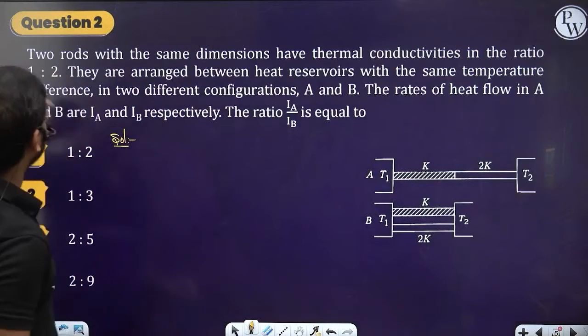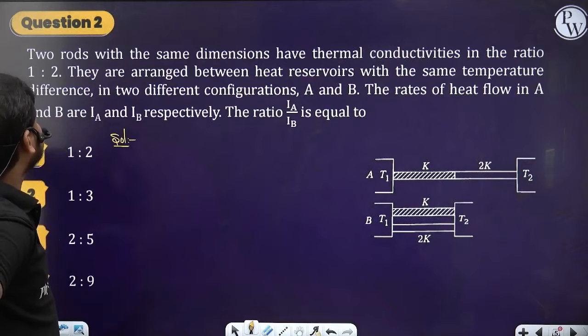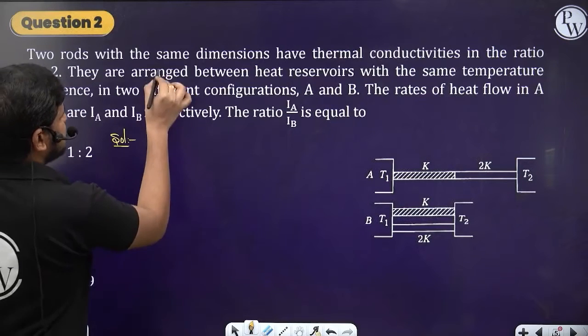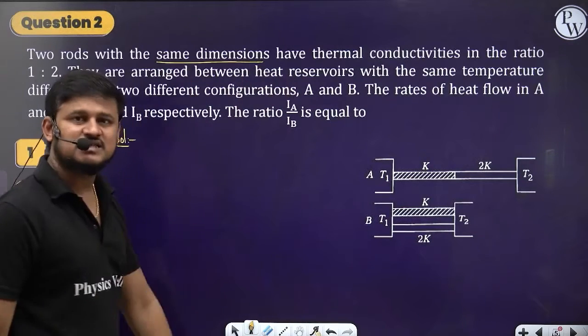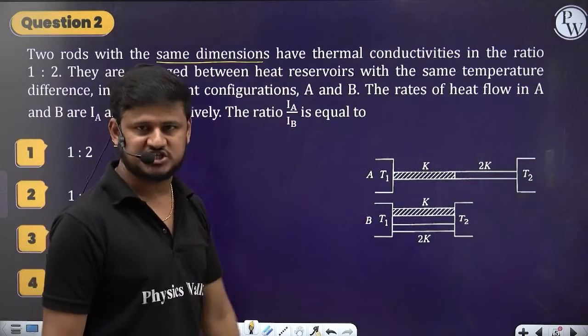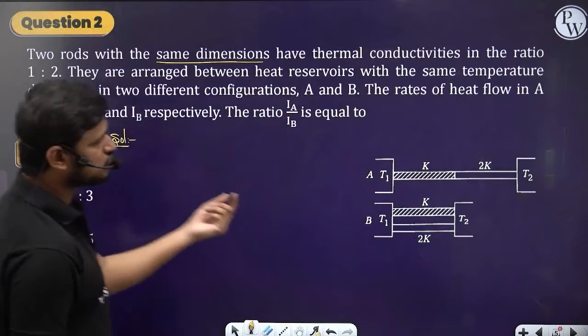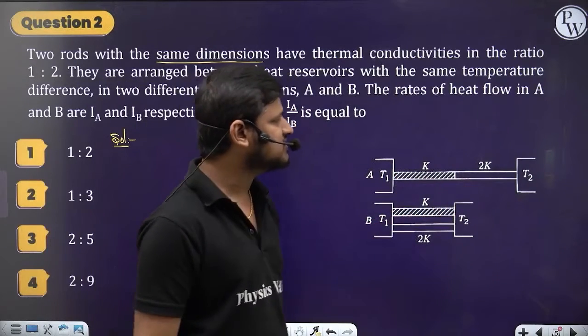So what does question number 2 say? Two rods with the same dimensions have thermal conductivities in the ratio 1:2. Same dimensions means they have the same length and the same cross-sectional area. Fine. They have thermal conductivities in the ratio 1:2, so the first one is K and the second one is 2K.